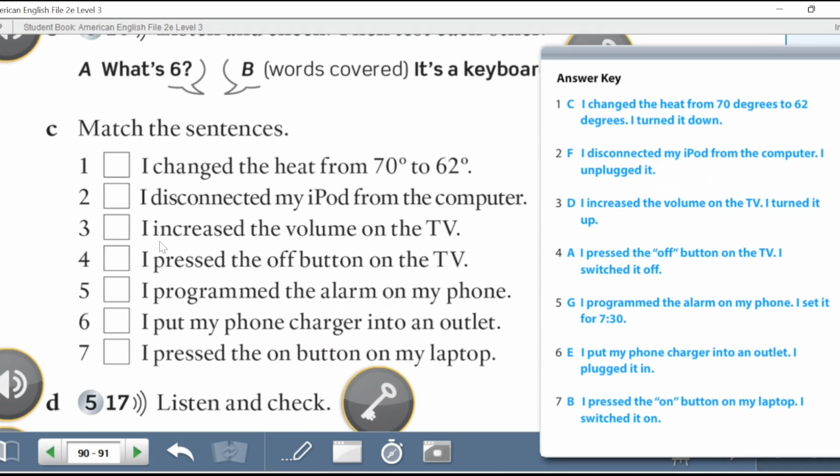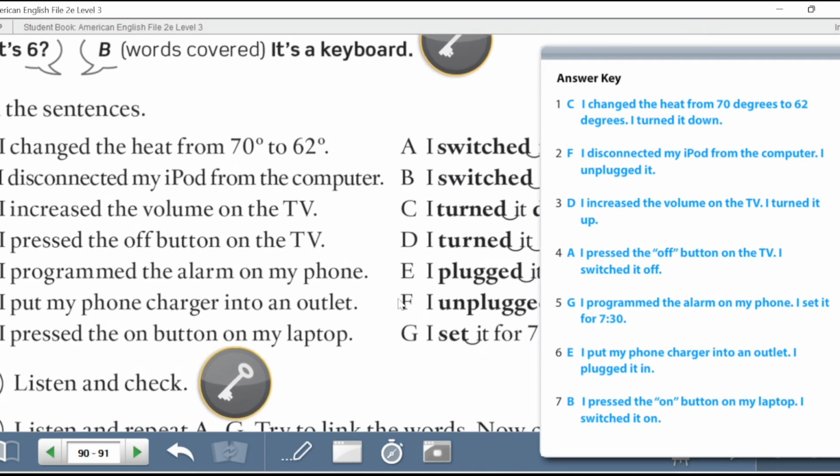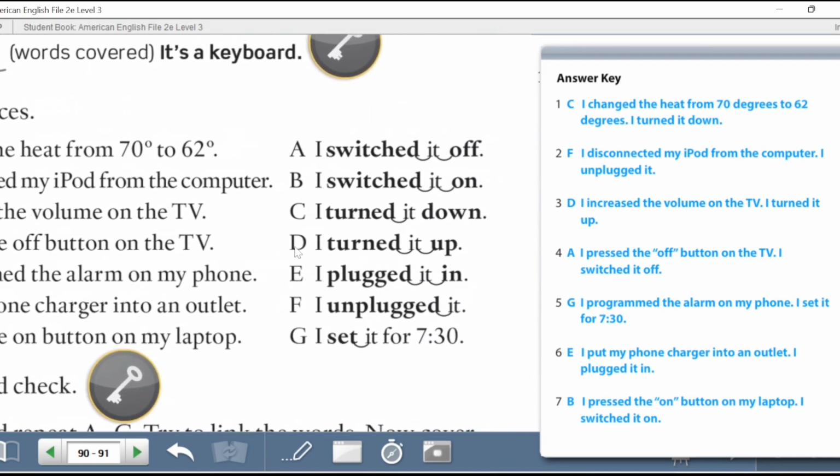حالا number 3, I increased the volume on the TV. من ولوم تیوی رو بردم بالا. I increased the volume on the TV. Number 3 is part D. I turned it up. یا I turned the volume up.